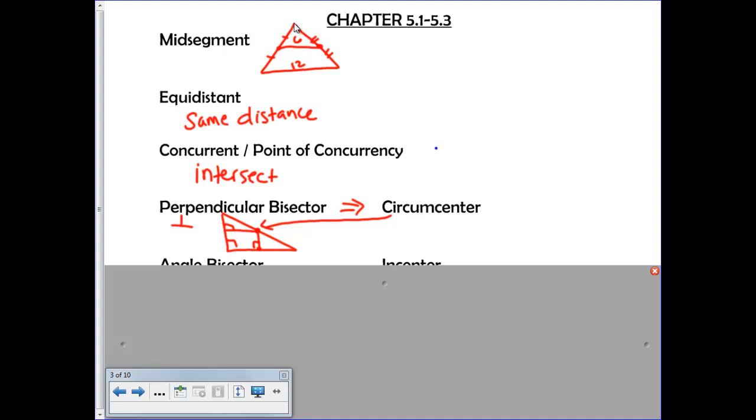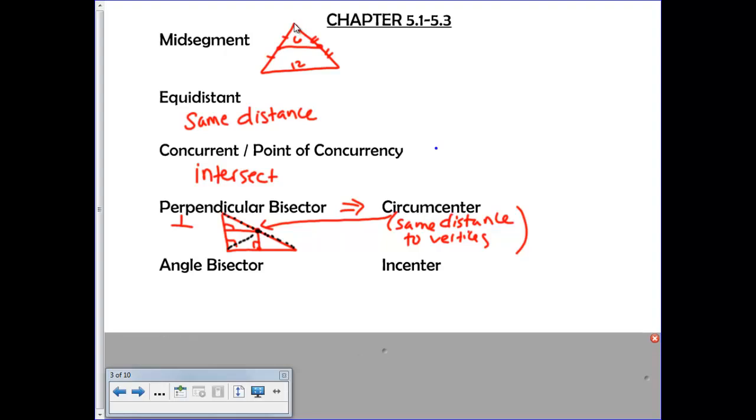And we know the circumcenter is the same distance to the vertices. Somebody's got their notes, or somebody remembers. It's the same distance to the vertices. And what's a vertex? The angles, right? Like your corners. So this point is the same distance to this corner as it is to this corner as it is to that corner.